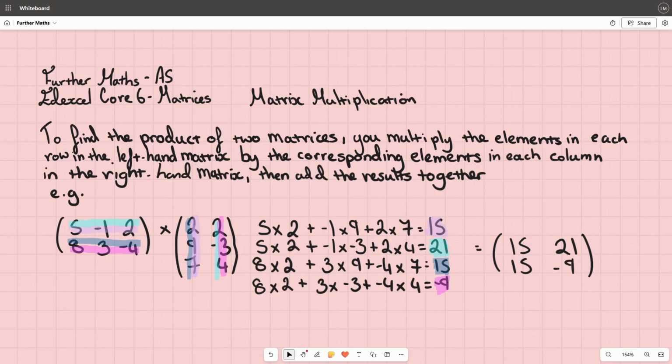So to find the product of two matrices, you multiply the elements in each row in the left-hand matrix by the corresponding elements in each column in the right-hand matrix, and then you add the results together. So you see here, there is a 2 by 3 matrix times a 3 by 2 matrix. And you see each of the corresponding elements. So the first row times the first column equals the top left answer in the newly created 2 by 2 matrix. And that happens for all of them. So the first row is multiplied by the first column, then the second column, and then the second row is multiplied by the first column and the second column. And that is how you make the 2 by 2 matrix, and that's how you get the results.